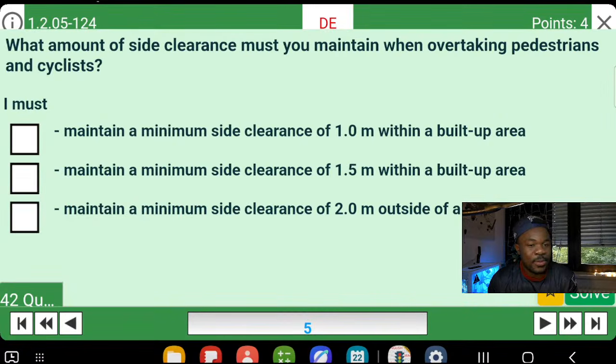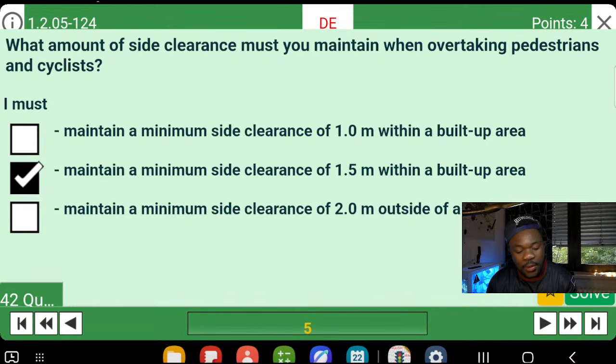What amount of side clearance must you maintain when overtaking pedestrians and cyclists? This should be the easiest question you will see today, because we talked about the amount of side clearance we need to maintain in a built-up area and outside a built-up area. In this case, they gave us 3 answers, and we need to determine which answers are correct. Now they're trying to trick you to see if you understand what you're doing. Look at it. Number 2 and number 3 are both correct.